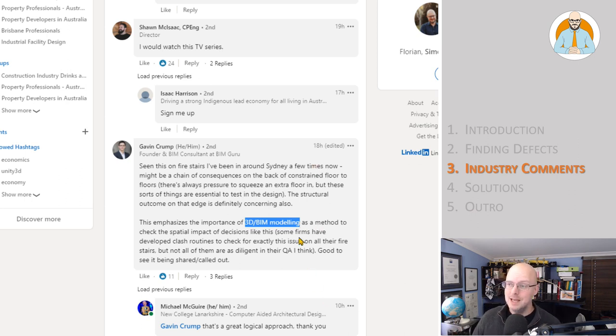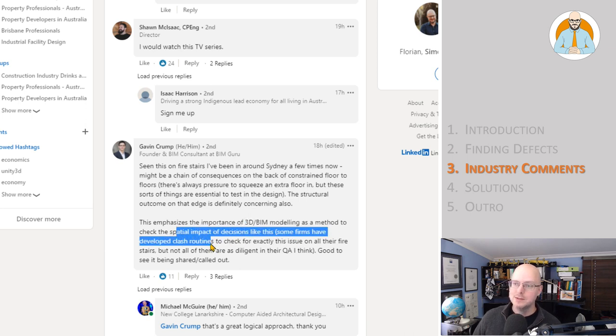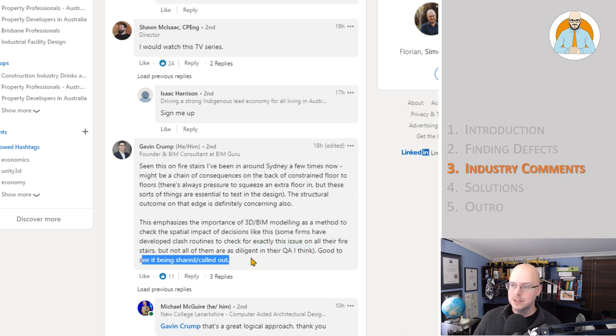You know, as a method to check the spatial impacts of decisions like this, some firms have developed clash routines to check for exactly this issue on all their fire stairs, but not all of them are as diligent in their QA, I think. Good to see it being called out.